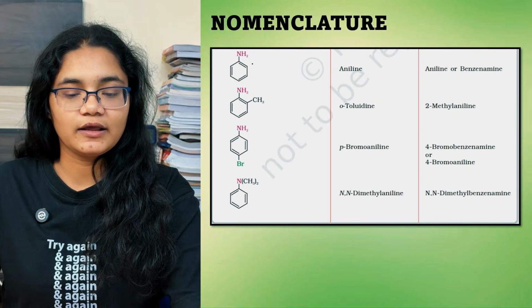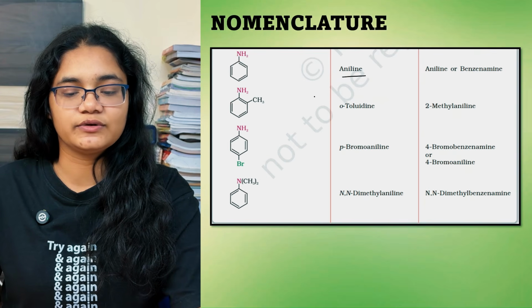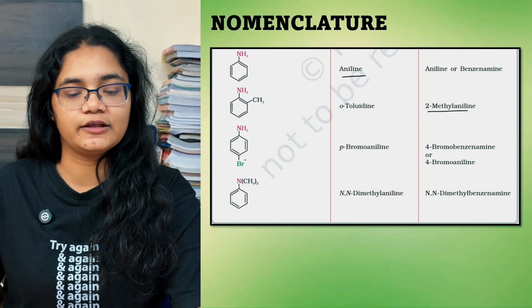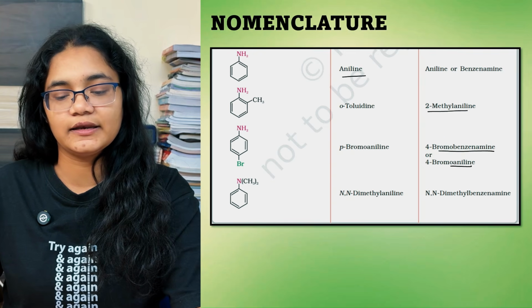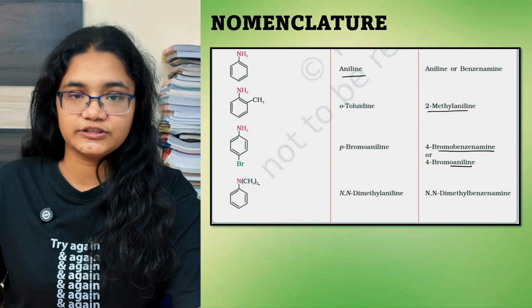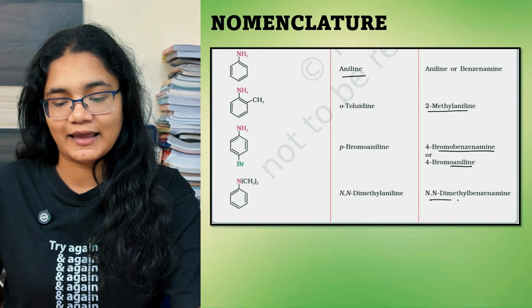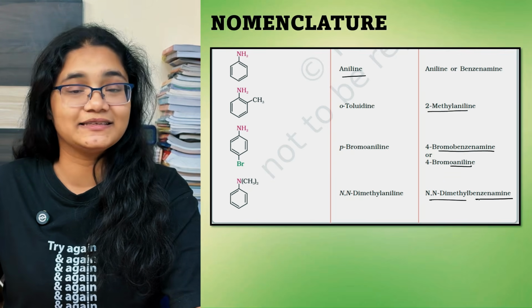Now we'll talk about NH2. Here it is aniline, NH2 and CH3. This is 2-methyl aniline, NH2Br. This is 4-bromo aniline. Next we have N and then 2 CH3 groups. So you have N,N-dimethyl benzenamine, sorry.